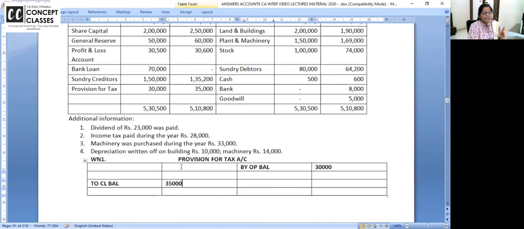Now, income tax paid is 28,000. Can I adjust that last year provision was 30? Against that, income tax paid is 28,000. Provision account debit to bank. Take a pause if you are doing it for the first time. फिर से एक बार. Opening provision on the credit. Closing provision on the debit. Provision to bank 28,000. Now, balancing figure is by P&L account. How much it is coming? 33,000.